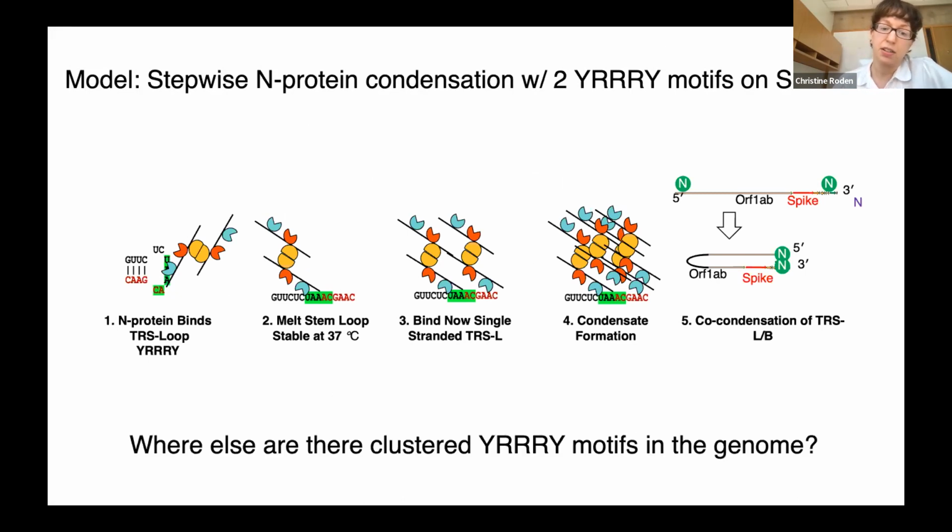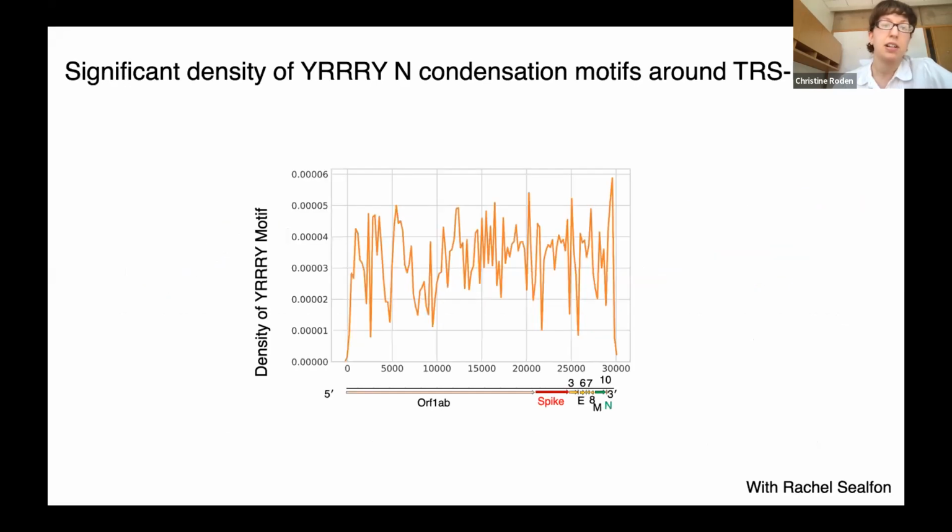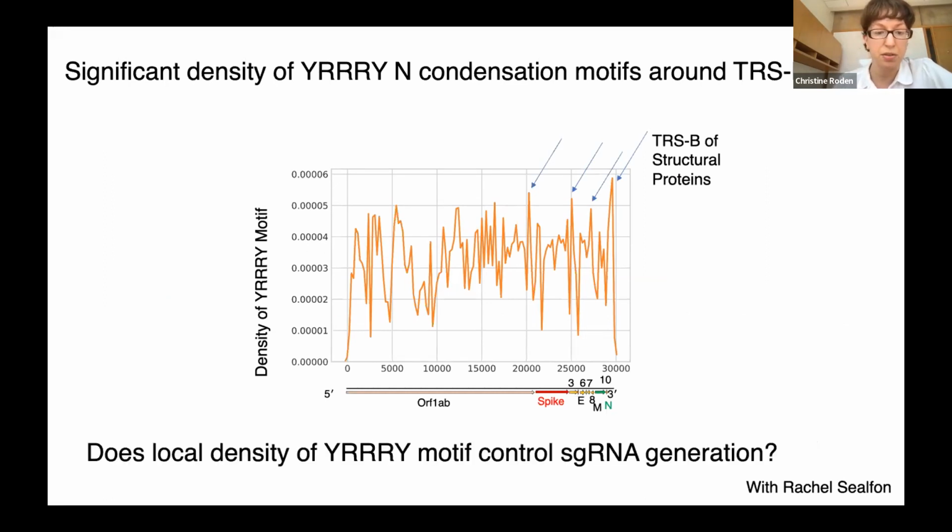So where else are there clustered motifs in the genome? This was done with the help of Rachel Seelfun. Basically, she pulled out the density of the motif in the genome relative to position, which is shown here. We can see that there's a significant density of motifs that drive N condensation around the TRS bodies of the structural proteins, as shown by these blue arrows.